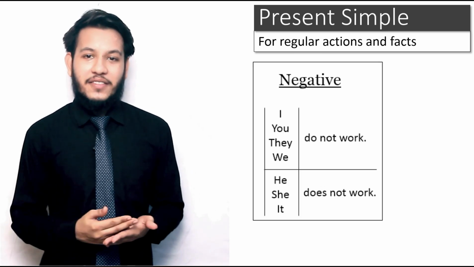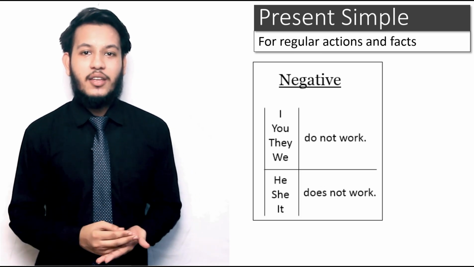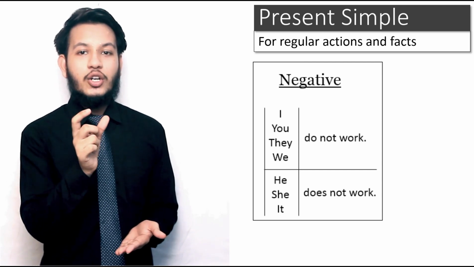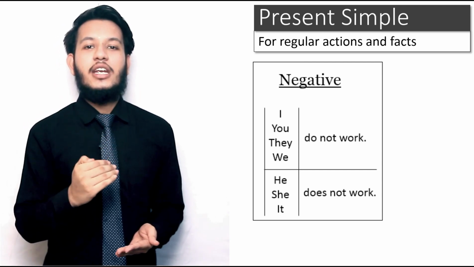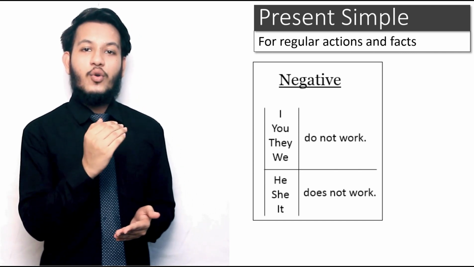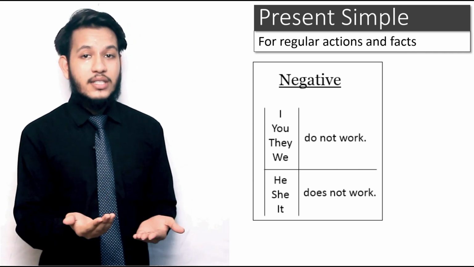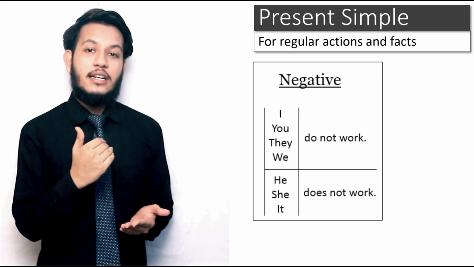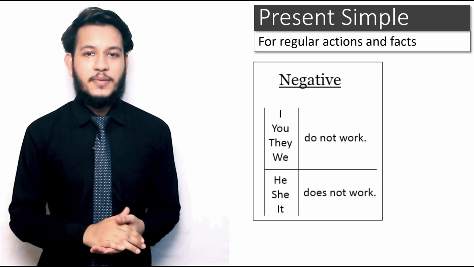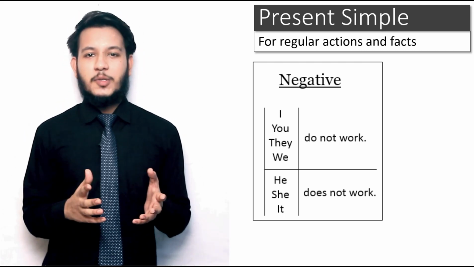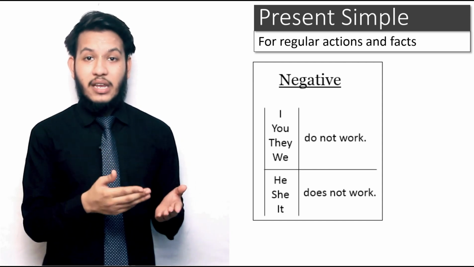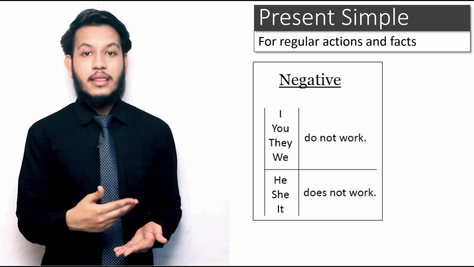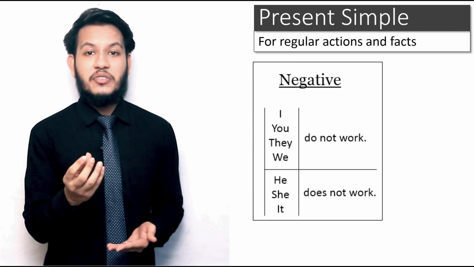To frame negative sentences, you need to do only one thing. You need to add do not with I, you, they, we, and does not with he, she, it. It simply means you're going to add do not with plural subjects and you're going to add does not with singular subjects. Here one of the biggest mistakes students make is that they simply add s or es with the main verb in negative sentences, and that is going to be a major mistake.